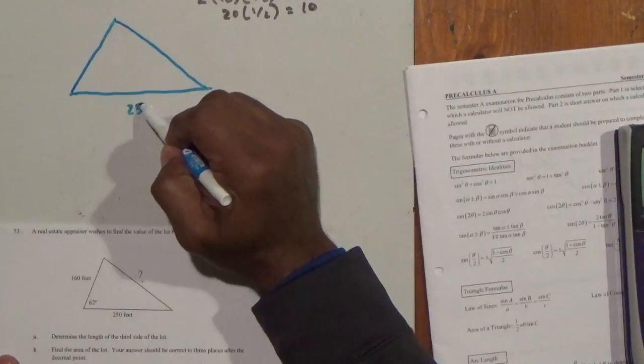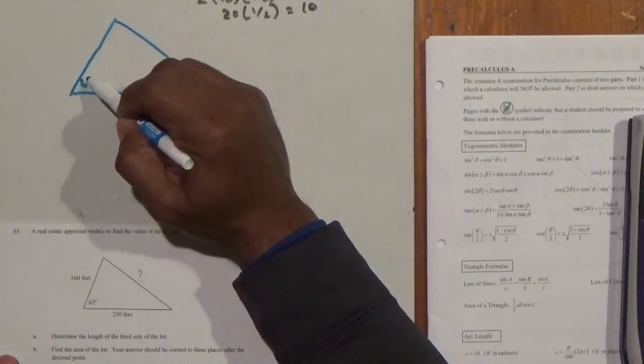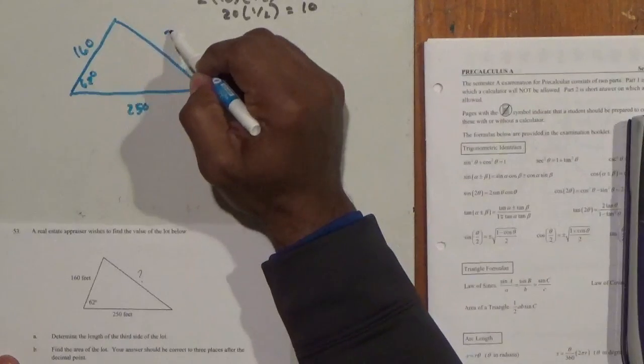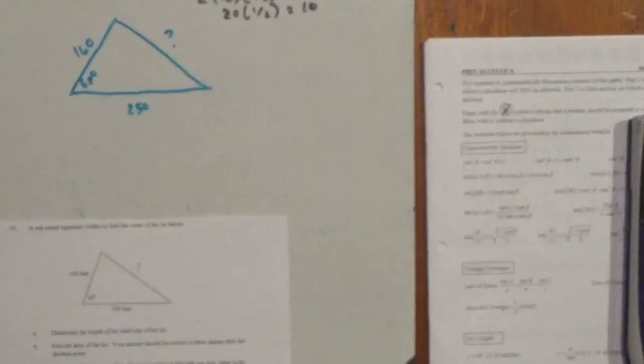All right, 250, 62 degrees, 160. First things first, find the third length of the lot.